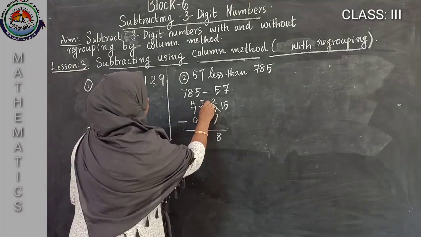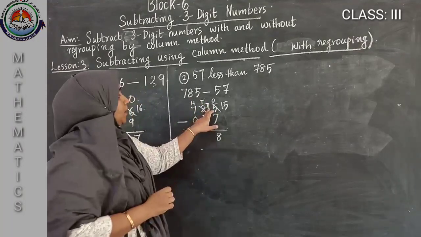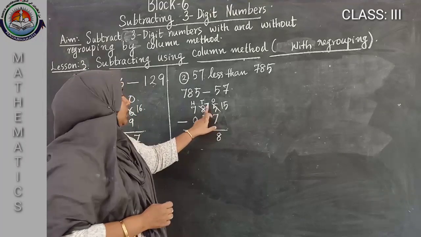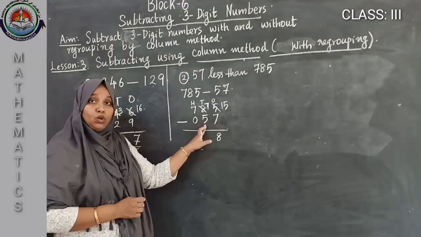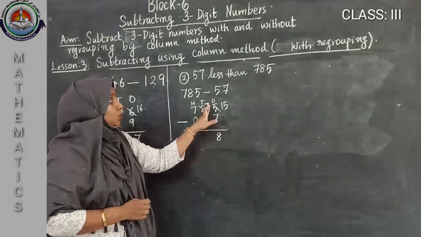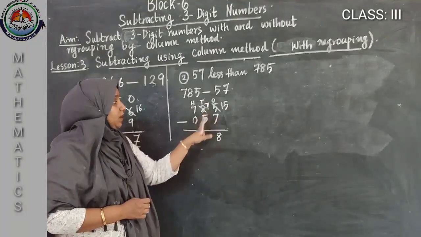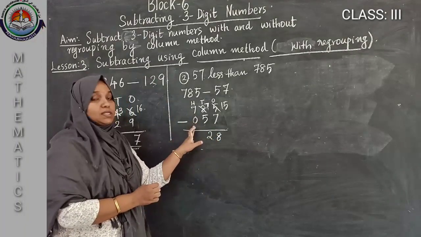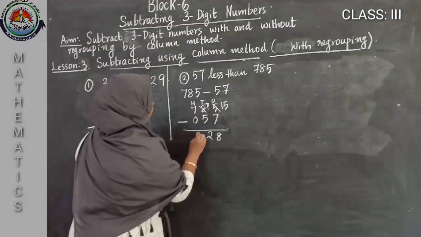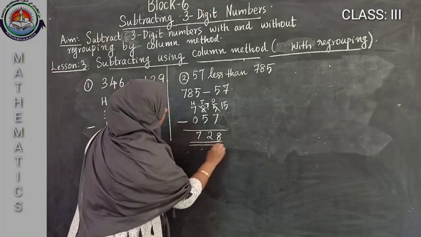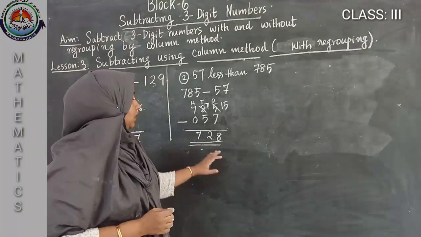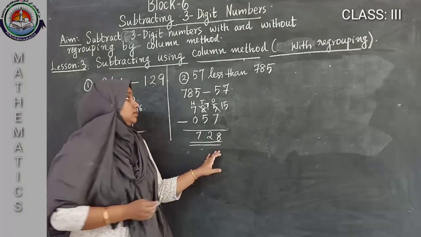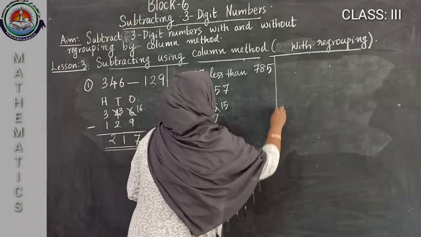And see children, here the number is 7. Then 7 minus 5. Can we do it? Yes. Why? The 7 is the bigger one. So 7 minus 5 is 2. Then 7 minus 0 is 7 itself. So our answer is 728. The difference we got is 728. Understood? We can consider one more example.